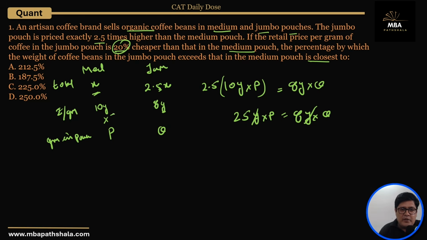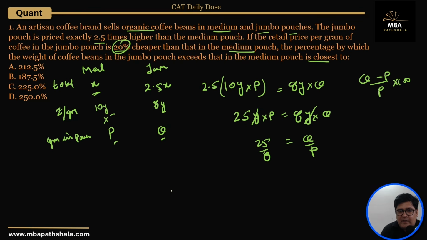Now what exactly is the question? You want to know Q is how many percentage more than P. Q is the grams of coffee in jumbo pouch. P is the grams of coffee in the medium pouch. Q is how many percentage more than P. So I'm looking for this kind of calculation: Q minus P upon P into 100 as my answer. So Q must be in the numerator. So Q upon P is 25 upon 8.